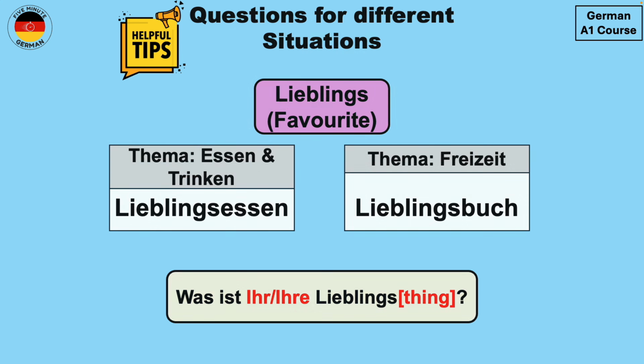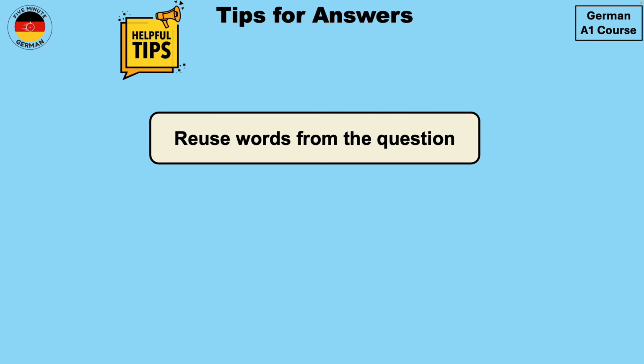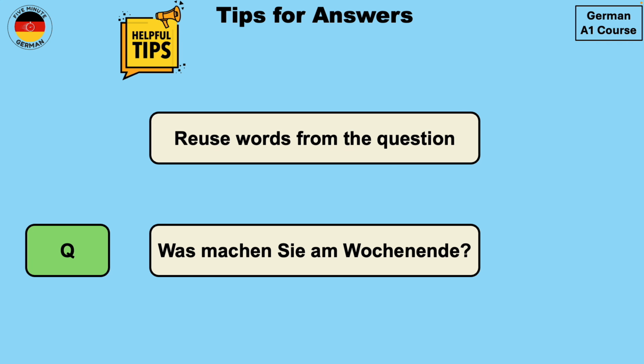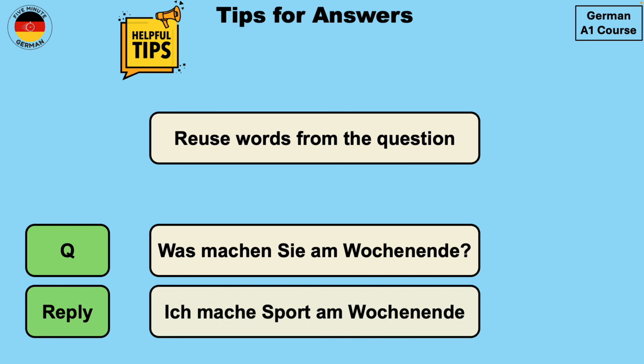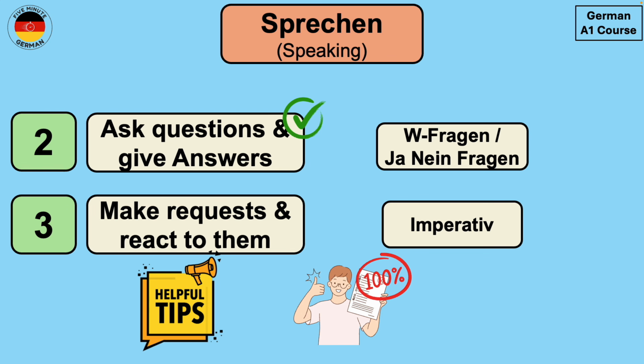Now also one tip for answering the questions, and that is reuse the words from the question. So you don't have to be creative. You can simply use words from the question which the other person asks you. For example, if somebody asks you the question, was machen Sie am Wochenende? Then you can simply answer it by saying, ich mache Sport am Wochenende. So you see, you have used almost all the words which were in the question and only added Sport in it. So this was part 2 of the Sprechen section, where you have to ask questions and give answers.